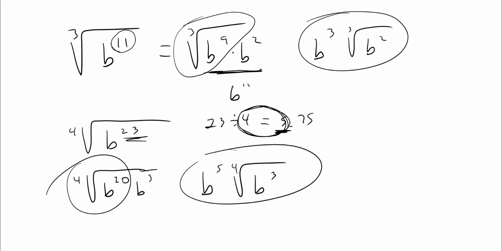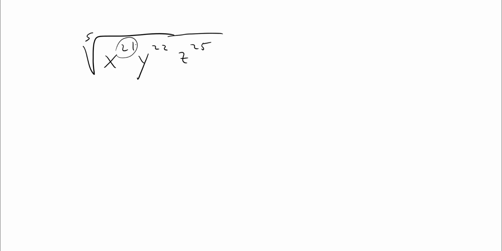Okay. Let's try another one here. How about if I said the fifth root of x to the 21st, y to the 22nd, z to the 25th. Okay, so let's do each one separately. Do you guys agree? What number does 5 go into that's close to 21? Do you guys agree it's 20? So watch. It's the fifth root of x to the 20th and then x to the 1st. That takes care of the x part.